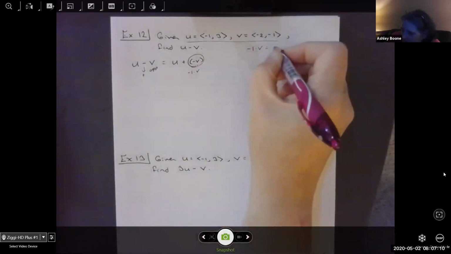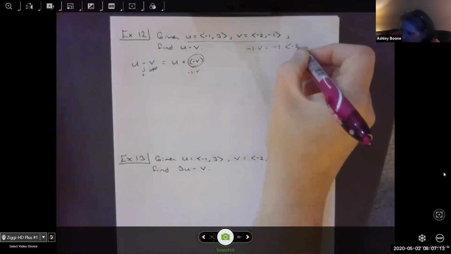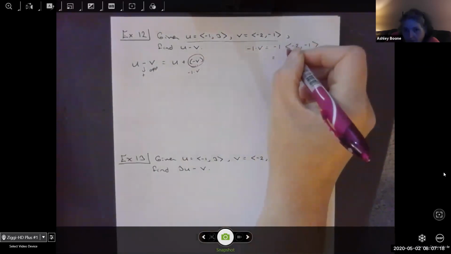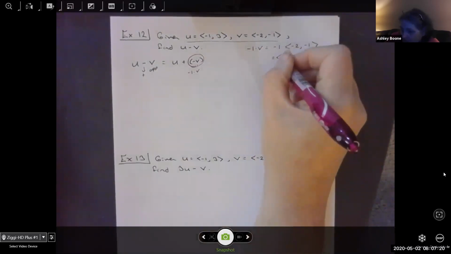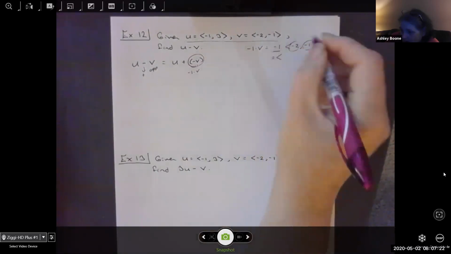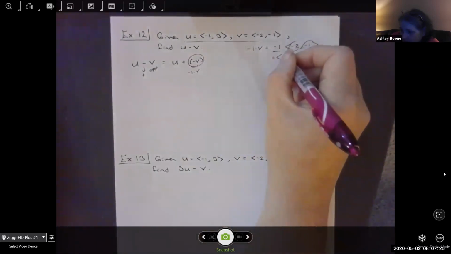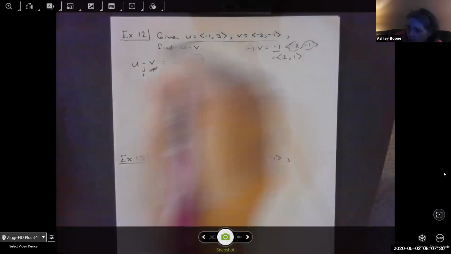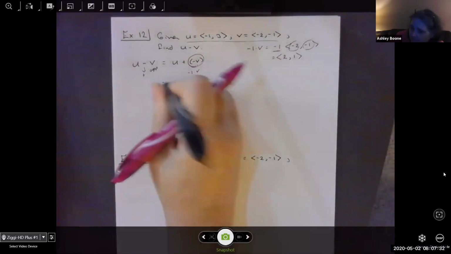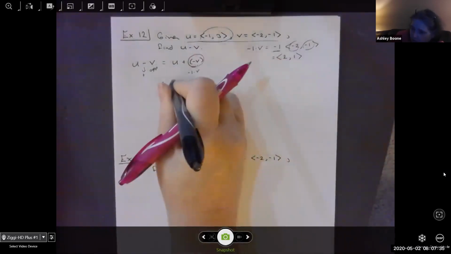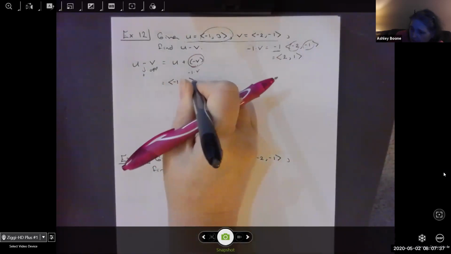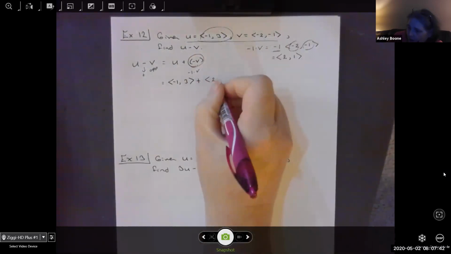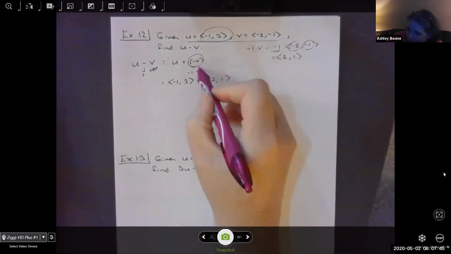-1 times v would be -1 times the vector in component form of -2, -1. We just saw with scalar multiplication, that means you multiply each component by that -1. So -1 times -2 is a +2. -1 times -1 is a +1. So what we really have here is u, which is -1, 3, okay, plus +2, +1, the opposite of v.